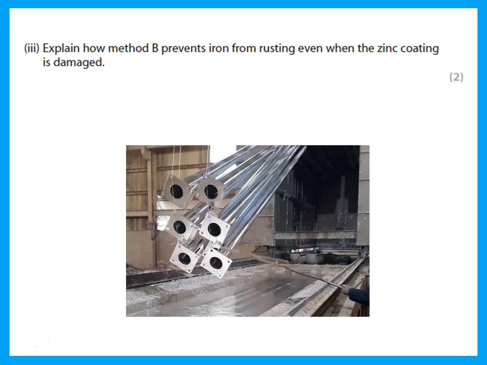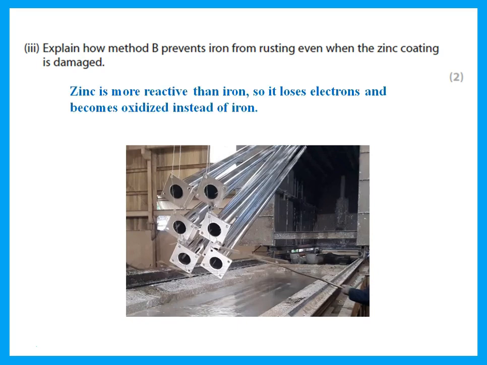Now, how does this protect the iron? We said that the zinc is more reactive than iron, so it loses electrons and becomes oxidized instead of iron. Remember that rusting is an oxidation process. It is loss of electrons or gain of oxygen. So when we have zinc touching the iron or covering the iron, the zinc is more reactive, so it loses electrons and becomes oxidized instead of iron.